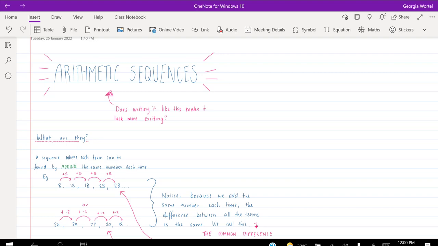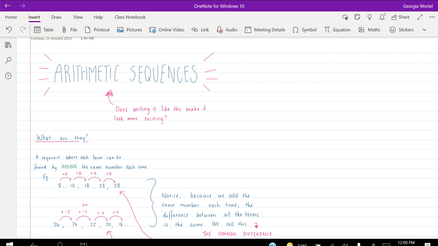Okay, welcome to our lesson on arithmetic sequences. So we looked at sequences and recursion last lesson. It was a pretty simple, nice little introduction into the topic. Now we're particularly going to be looking at arithmetic sequences.